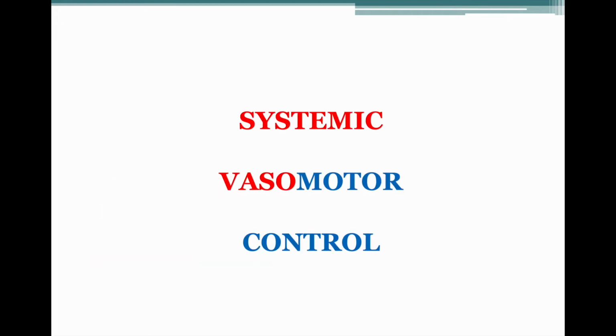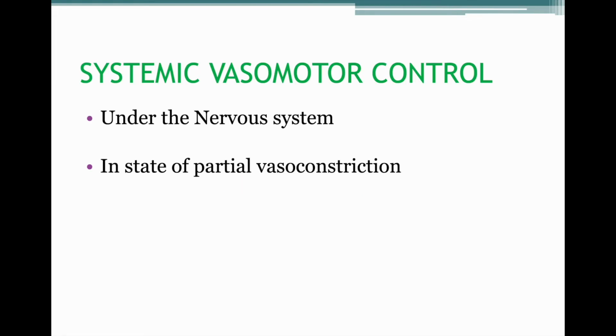Now the systemic vasomotor control. Systemic vasomotor control is generally under the CNS. How? We will see, the sympathetic and parasympathetic. That is what controls the systemic vasomotor control. In general there are several factors, but there are sympathetic factors and parasympathetic factors. Both act together all the time.